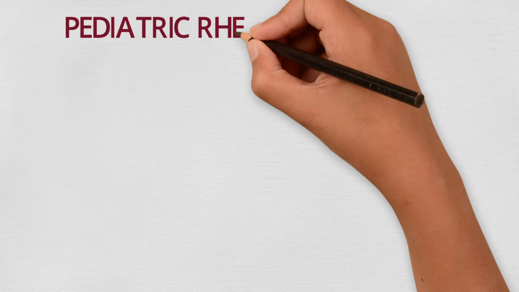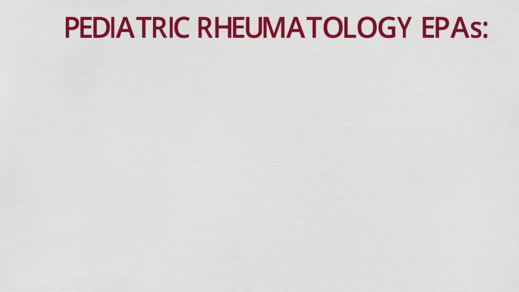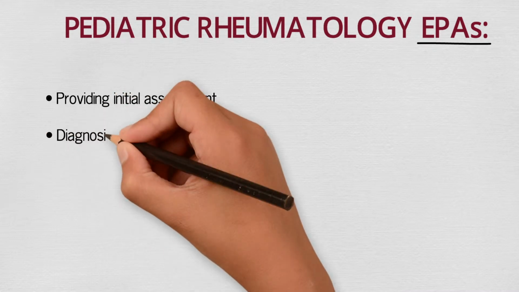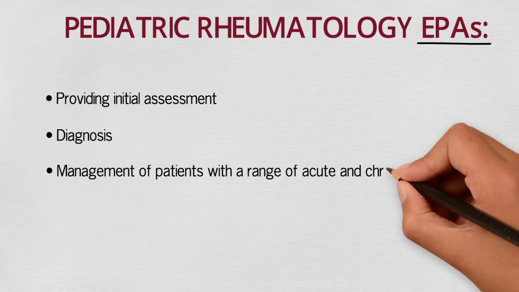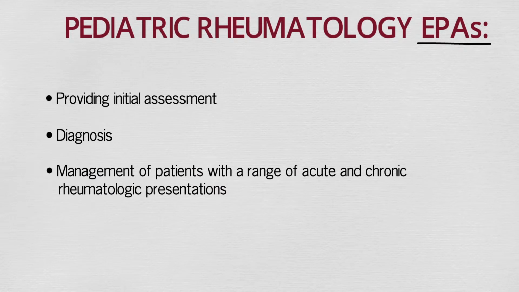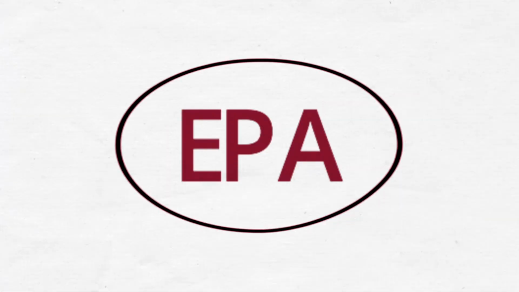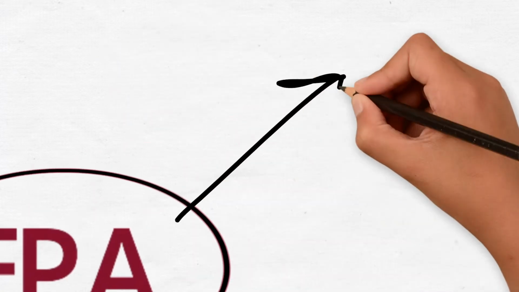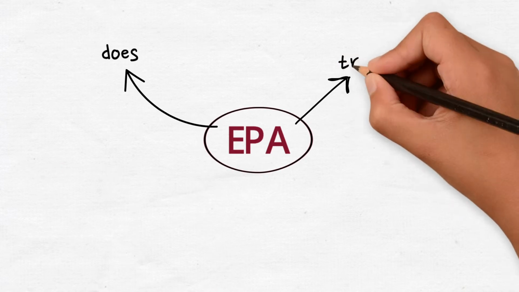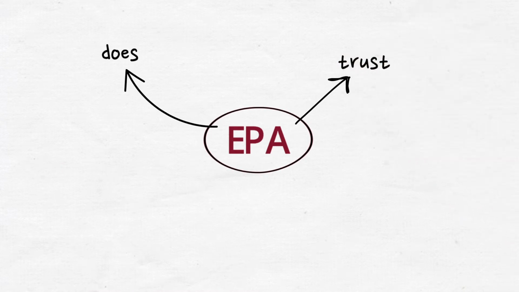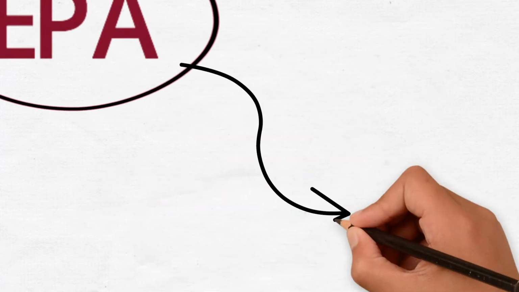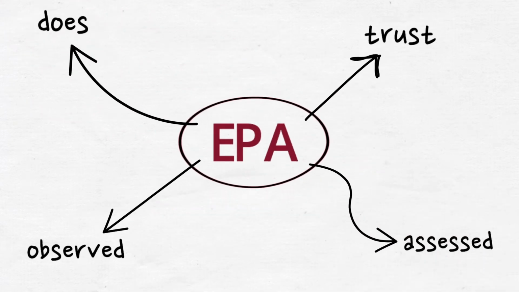Let's review some concrete examples. There are some EPAs for pediatric rheumatology. For example, providing initial assessment, diagnosis, and management of patients with a range of acute and chronic rheumatologic presentations. Each EPA is a unit of work and outlines something a pediatric rheumatologist actually does. You could also imagine your resident being trusted to function independently for each of those activities. And so it's something on which a learner could be both observed and assessed.